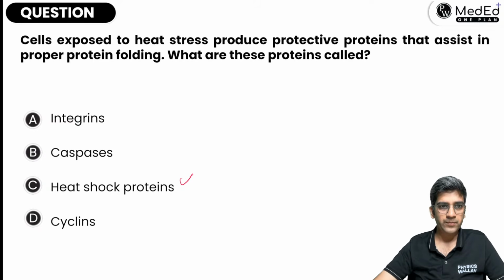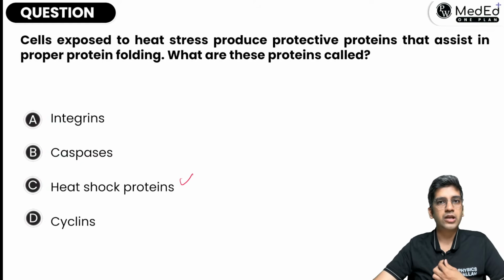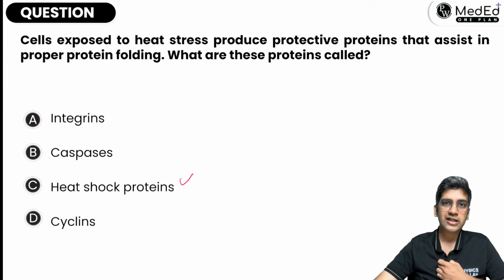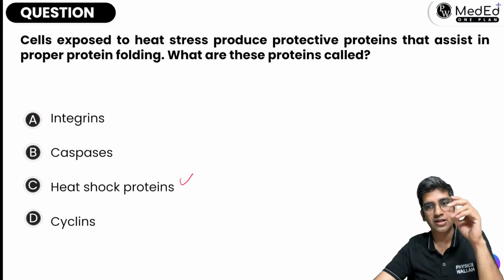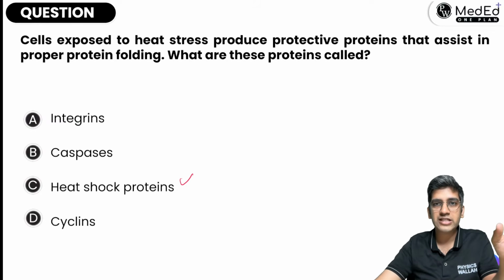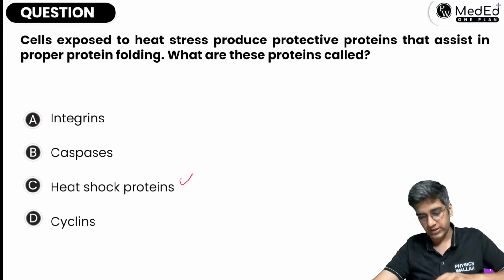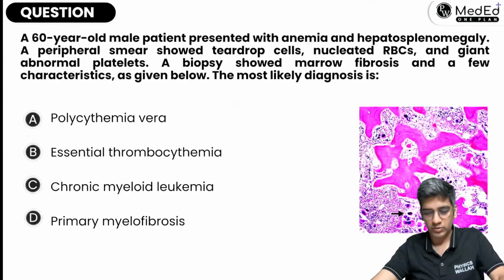Perfect. Great. Caspases are involved in apoptosis, right? They're not going to be involved in protein folding. Cyclins are involved in the cell cycle, cyclin D, cyclin E, everything. Integrins are involved in rolling and adhesion. At least by elimination, you'll be able to easily answer heat shock protein. Fine. Okay. The next one.